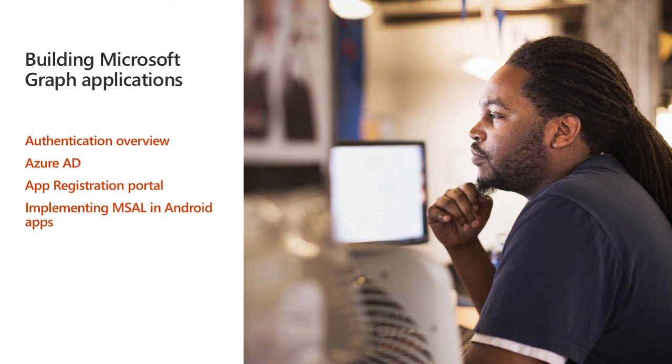In this next section, we're going to look at building graph applications, but we're going to focus on the authentication piece. We're going to look at the authentication overview. We're going to talk a little bit about Azure AD. We're going to talk about the app registration portal and then implementing the Microsoft authentication library in an Android native application.